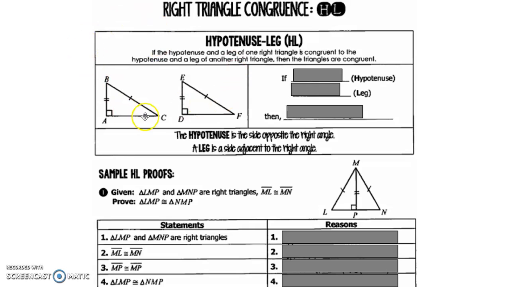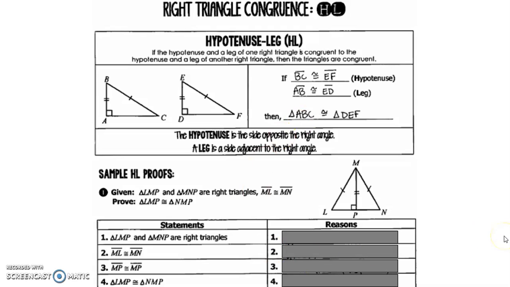So if we look at the picture to the left, that would be our hypotenuse as BC congruent to EF. Remember, the hypotenuse is across our right angle. And our leg, in this case with our picture, it would be AB is congruent to ED. Then we can say that our triangles ABC and DEF are congruent.